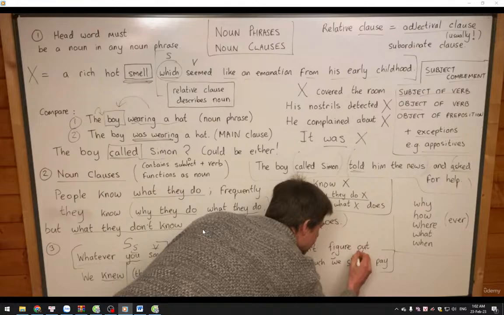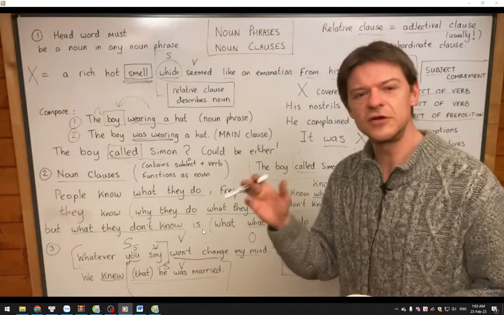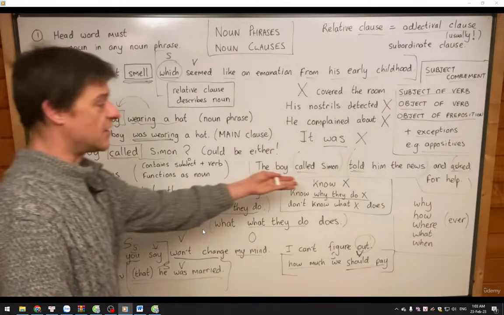Now, I just want to show you a sentence that can show you how you can really improve your rhetoric, really improve the way you speak, if you think about phrases and clauses and arrange them in a beautiful way. So have a look at the following. People know what they do. Frequently, they know why they do what they do. But what they don't know is what they do does. Now, I really like this sentence. I think it's a great sentence for showing noun clauses, because what we're saying here, guys, is people know X. X is the object of know, yeah? And what is X? Well, it's people know what they do.